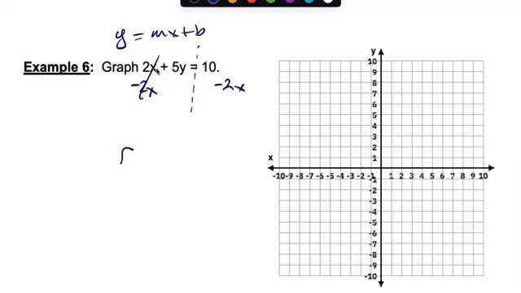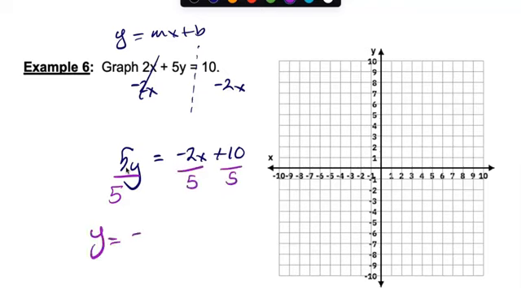These cancel out. I get 5y. I cannot do anything to 10 and 2x. They're not the same, right? One's an x, one's not. So we're going to keep them separate. I'm going to put the 2x in front. So negative 2x plus 10. And now I've got to get rid of the 5. So we're going to divide everything by 5. You've got to divide this by 5, that by 5, and that by 5. So you get y equals negative 2x over 5 plus, since I can't do anything, I'm going to leave it, 10 divided by 5 is 2.